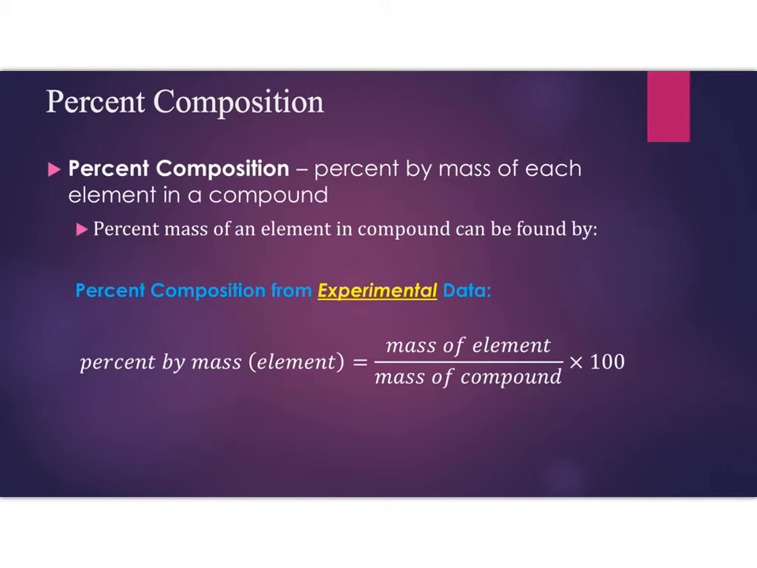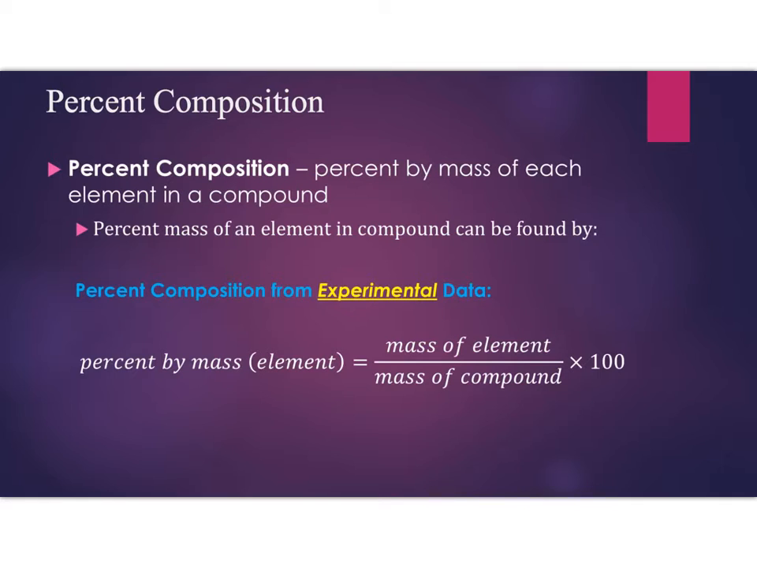Percent composition is nothing more than the percent by mass of each element in a compound. So what that means is if you have like a water molecule and you want to find out what percent of hydrogen makes up that water molecule or what percent of oxygen is making up that molecule, then you can use percent by mass or percent composition to find that.